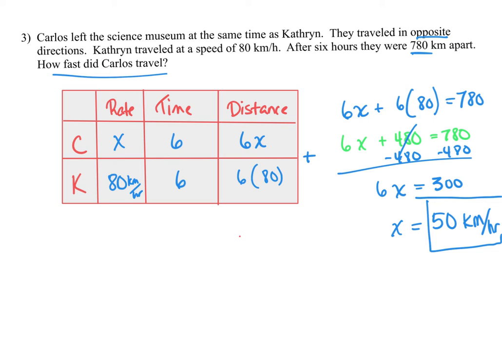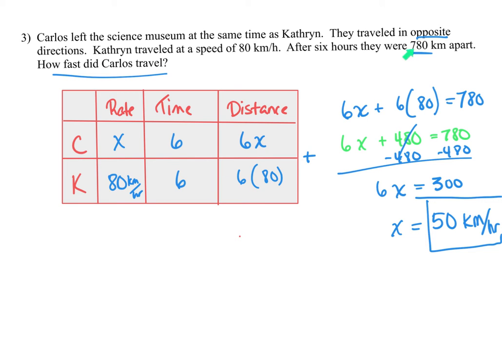All right, so when you do distance, rate, and time, you want to set up a chart: rate, time, distance. Carlos and Catherine for this one. Fill in what you know. I know 80 kilometers per hour. I know 6. I know 6. I don't know this. I put a variable there. Multiply across. Determine at this point if you set them equal to each other or if you add them.